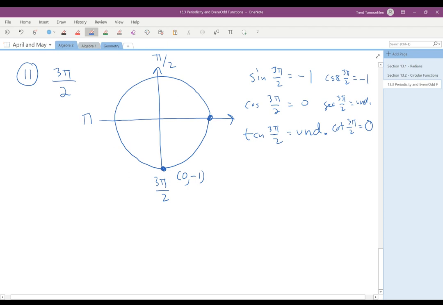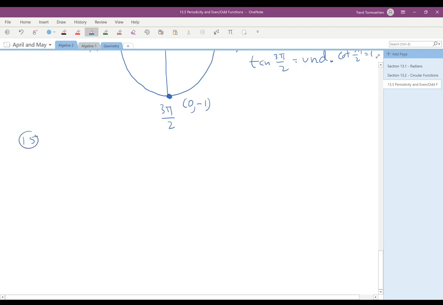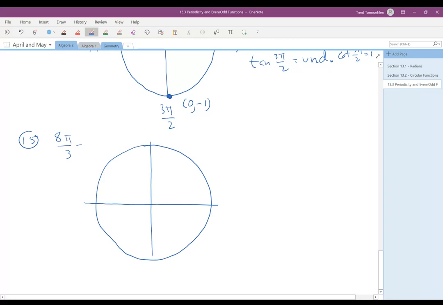We also had someone ask us about number 15, which is 8 pi over 3. So again, we come here, we look on our unit circle. And our unit circle, one full time around is 2 pi. And so 8 pi over 3 is greater than 2 pi. And so if I subtract 2 pi from that, that gives me 2 pi over 3. And so 8 pi over 3 is the same as 2 pi over 3.